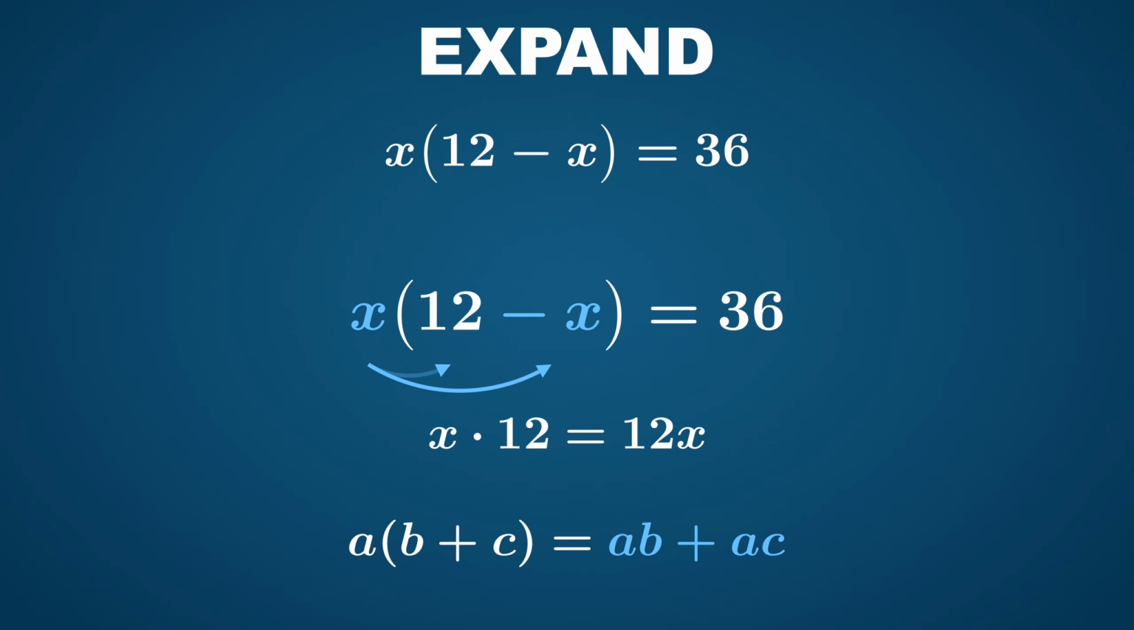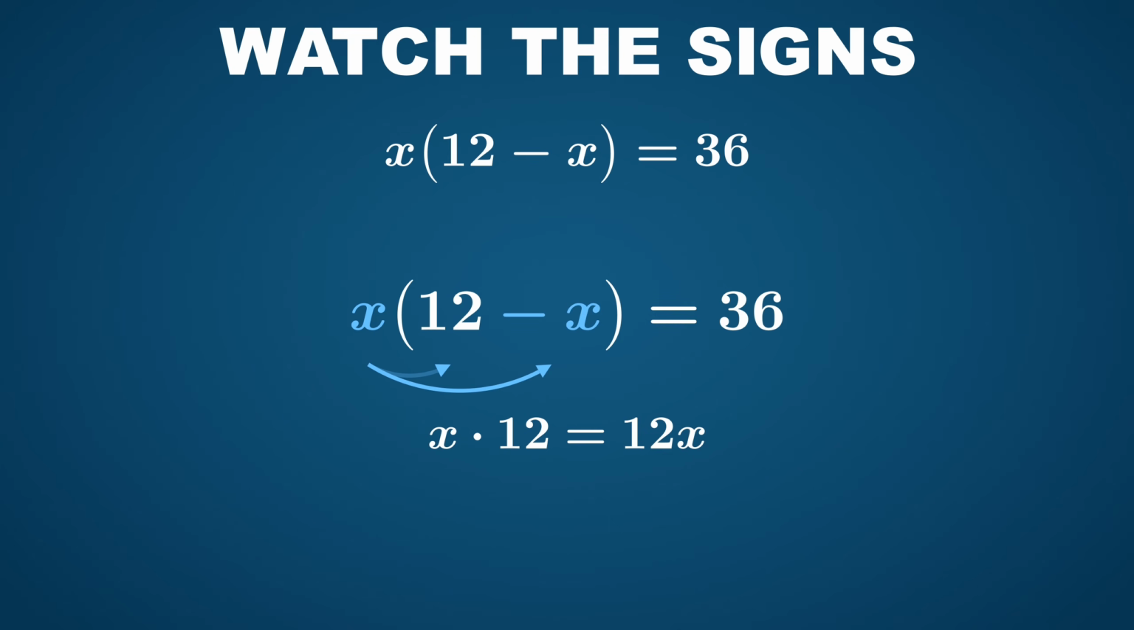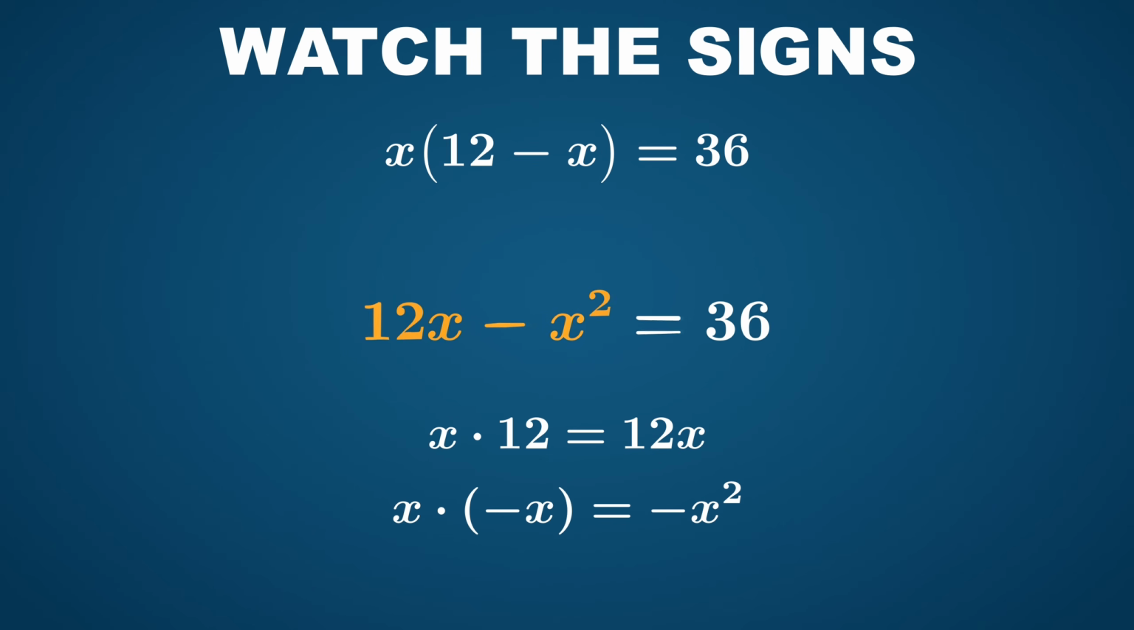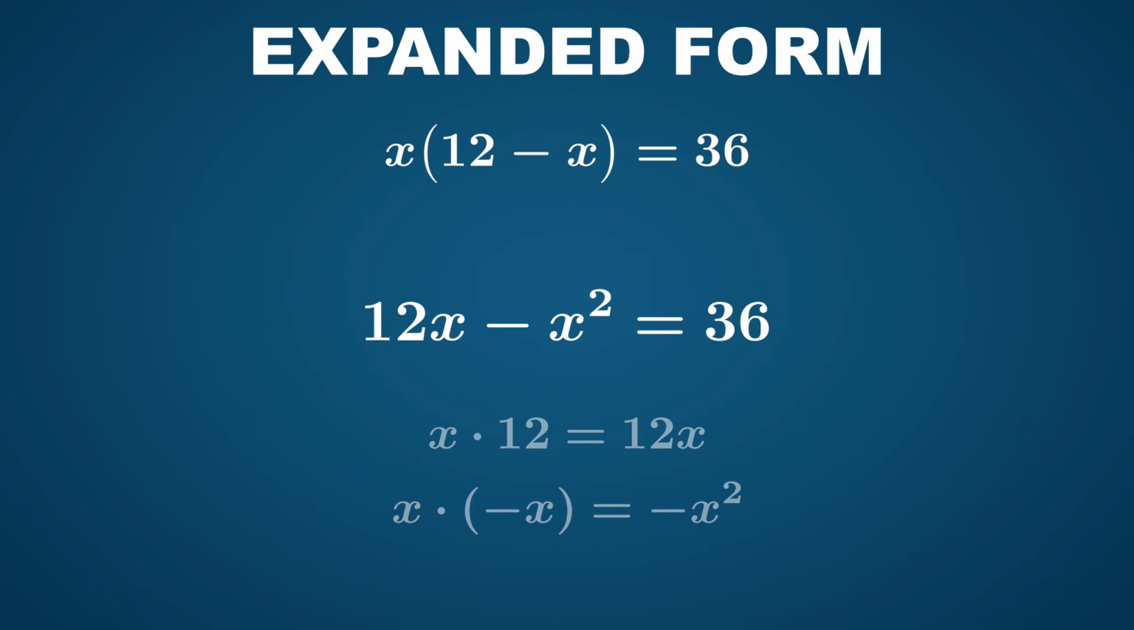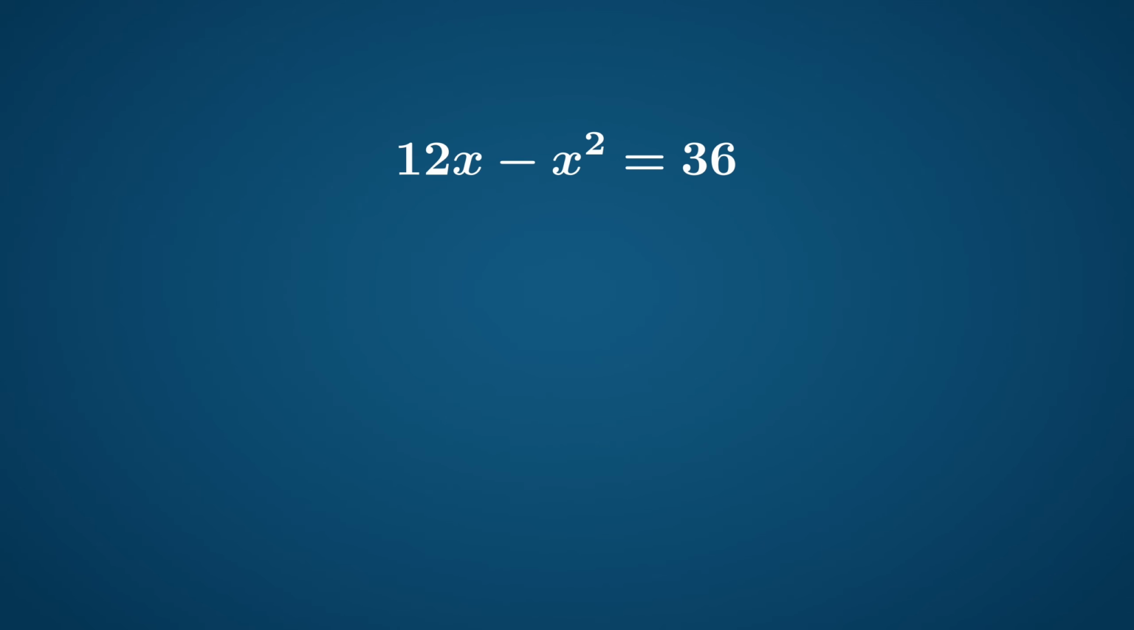Next, we multiply the outside variable x by the second inside term. The second term inside the parentheses is negative x. We must be very careful with our positive and negative signs here. Multiplying a positive x by a negative x results in a negative product. Specifically, x times negative x evaluates to negative x squared. We have now finished distributing the variable across both inner terms. The left side of our equation has expanded into 12x minus x squared. The right side of our equation remains unchanged as 36. Let us write down this newly expanded equation in its complete form. We have 12x minus x squared equals 36.